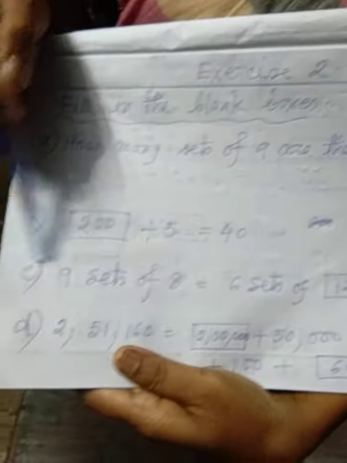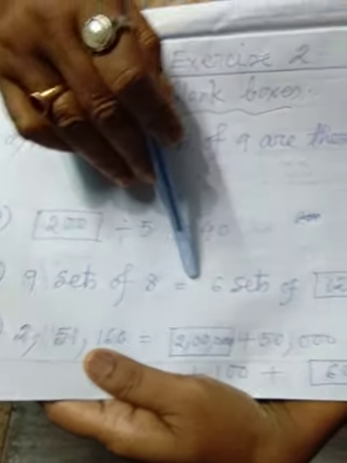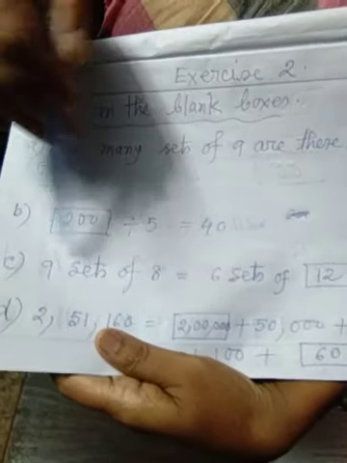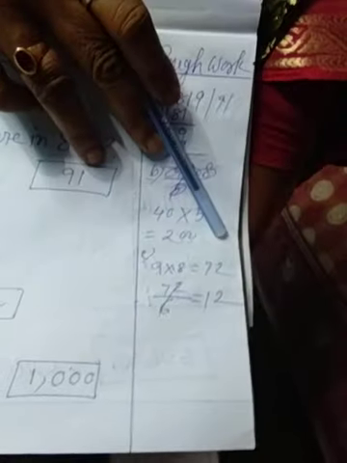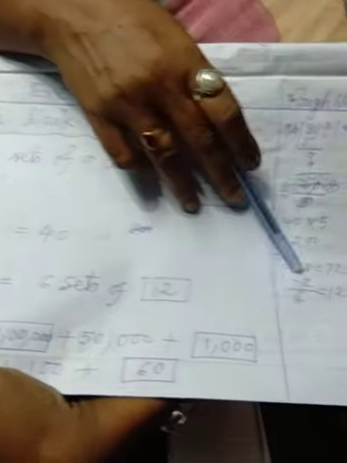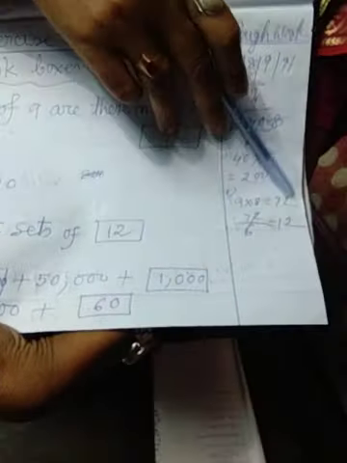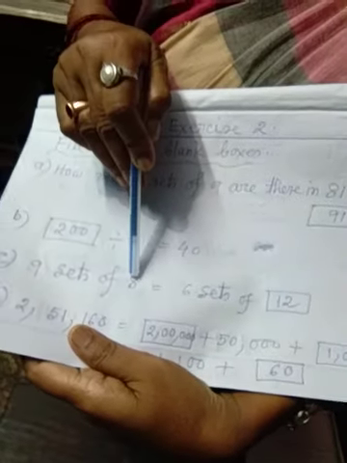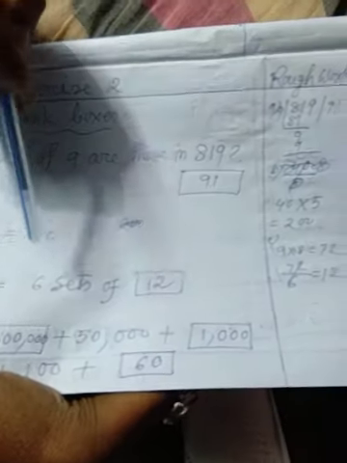Okay. C. 9 sets of 8 equal to 6 sets of dash. 9 sets of 8 means 9 8 ja 72, equal to 6 sets of 12. That is 72 divided by 6 is 12. So 6 sets of 12. 9 8 ja 72, 6 12 ja 72.